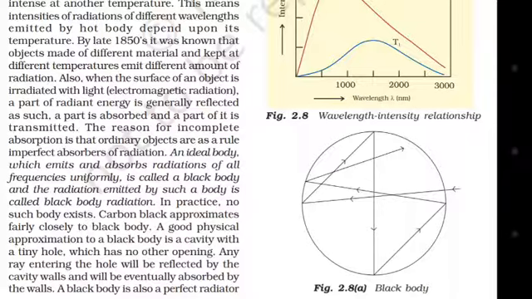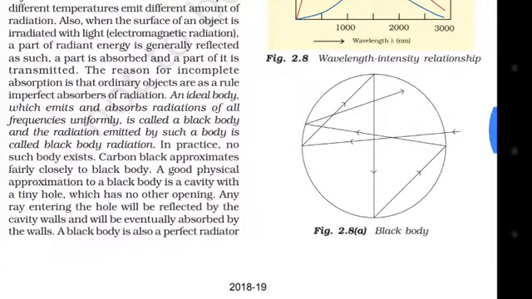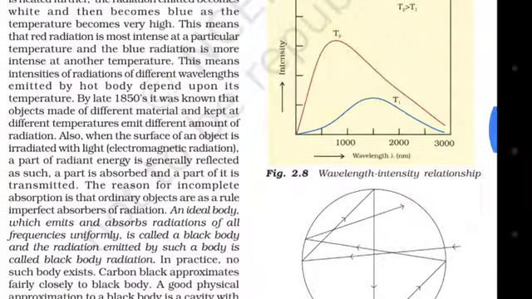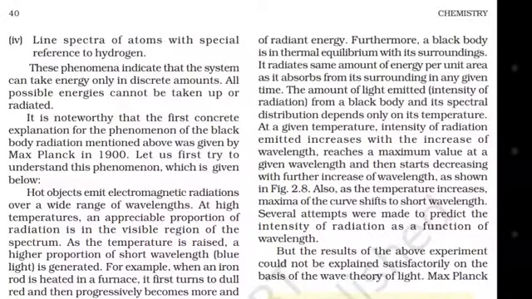An ideal body which emits and absorbs radiation of all frequencies uniformly is called a black body, and radiation emitted by such a body is called blackbody radiation. In practice, no such bodies exist. Carbon black approximates fairly closely to a black body. A good physical approximation of a black body is a cavity with a tiny hole which has no other opening. Any ray entering the hole will be reflected by the cavity walls and will eventually be absorbed by the walls. A black body is also a perfect radiator of radiant energy.